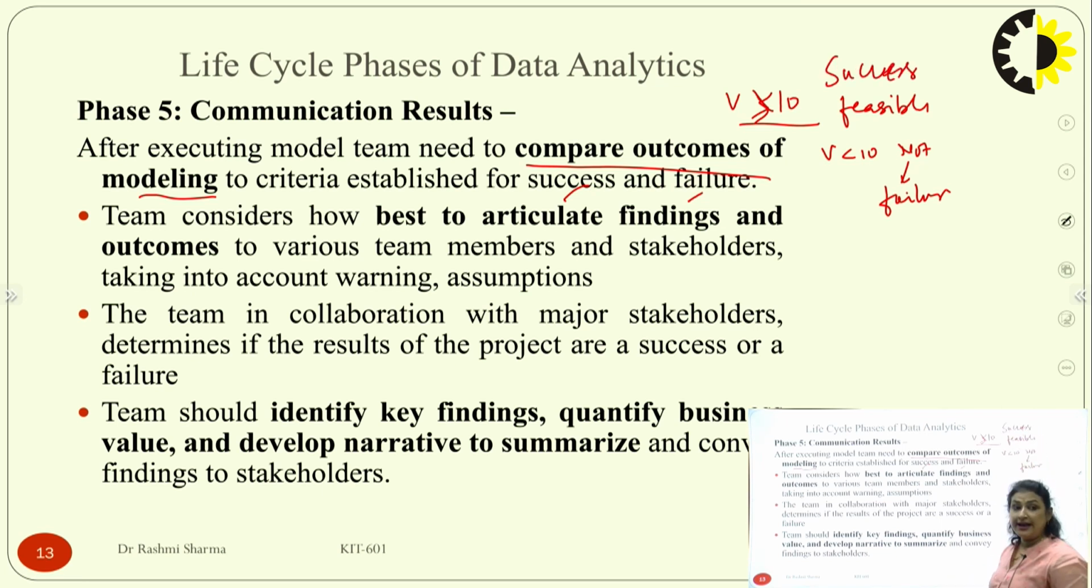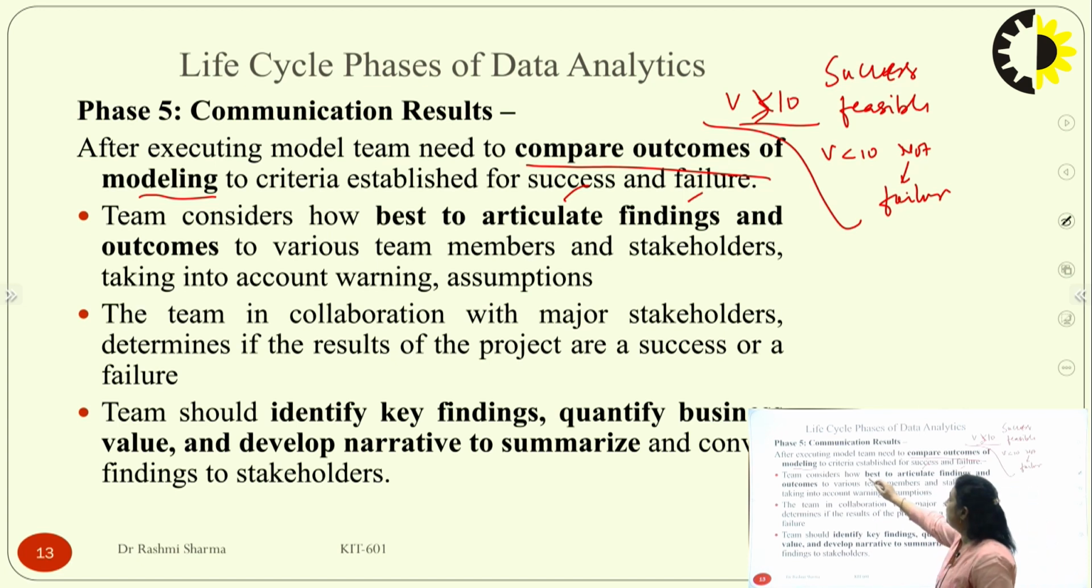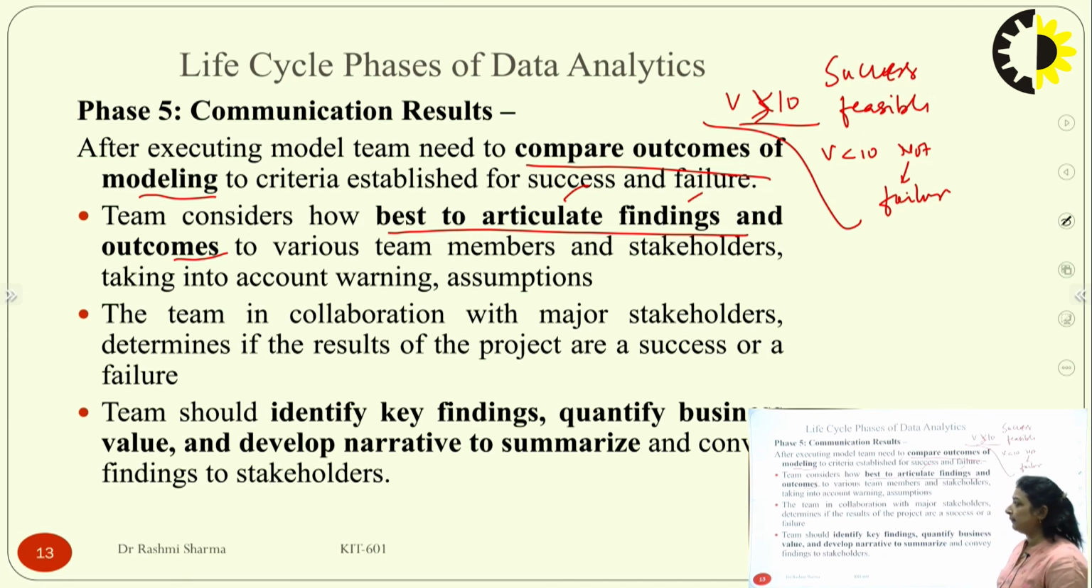So we have to decide on some particular values of the output: what the success rate would be and what can be the failure. On deciding these values, I can see how I can design the comparison of the outputs of this modeling. Then the team considers the best way to articulate findings and outcomes. We have to see, various team members see, what the loopholes in this model are, what the main findings of the system are, how we can interpret those outputs, and if there are some problems, then the warnings and the assumptions also, what we have assumed on that particular day.